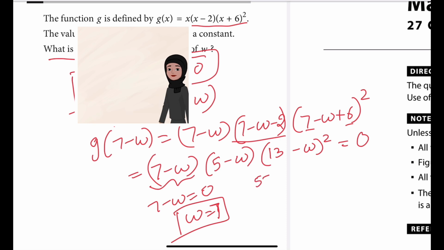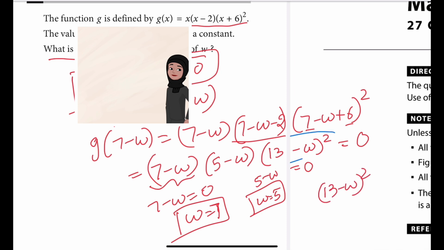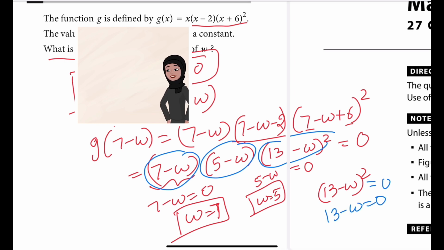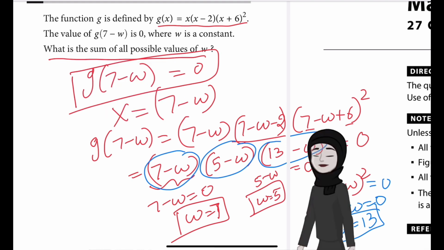Then the second factor also, 5 minus w is equal to 0. So add w to both sides. You will get w is equal to 5. This is another possible value for w. The third factor, (13 minus w) the whole square, that also we will set to 0. So we set this to 0, this to 0, and now only the last one is left. In this case, first we will take the square root on both sides. So 13 minus w is equal to 0. And after that, same thing, add w to both sides. So w is equal to 13. That is the third possible value.